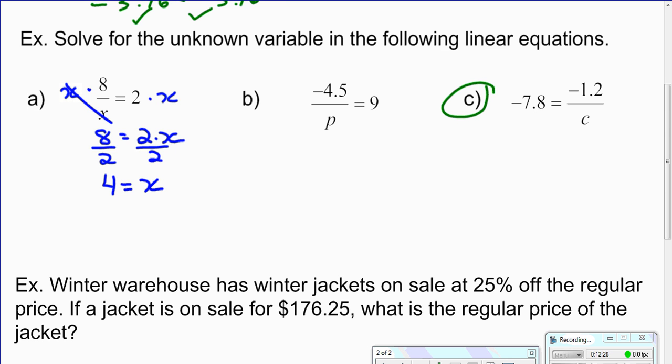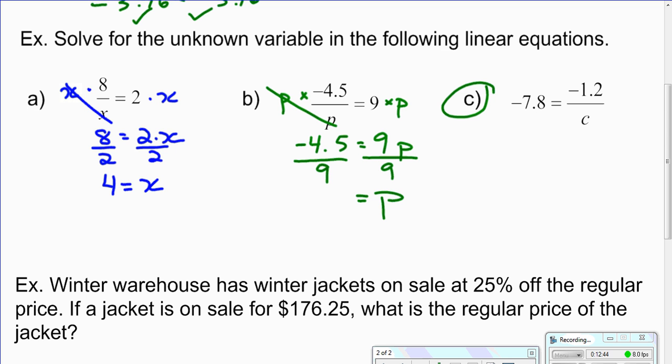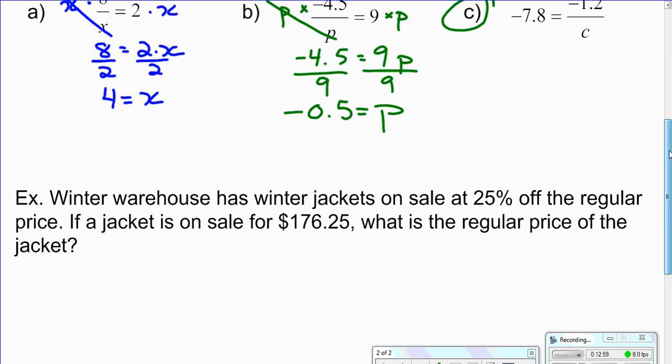That way. So again, p is being divided, so we're going to multiply both sides by p. P cancels out on the left. Negative 4.5 is equal to 9p. Divide both sides by 9 to get the p by itself. Negative 0.5. Okay, so you're going to try the last one on your own. Hopefully you can figure that one out.